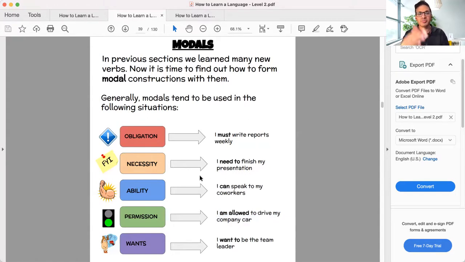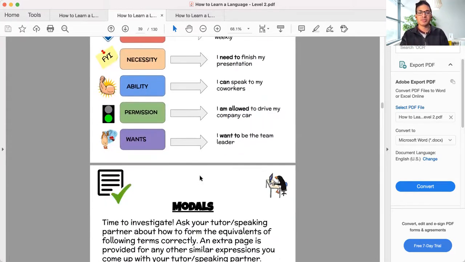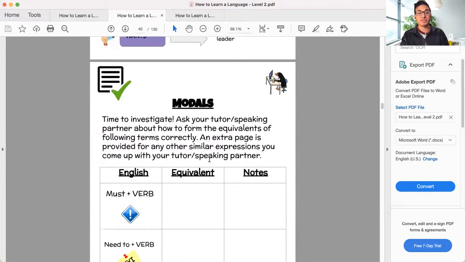Whether or not you can pick and choose which ones you feel are important. That's the beauty of this program, in my opinion. It's very personalizable. You can pick and choose certain things you want to learn. You can leave the rest aside, and that's perfectly fine. But you do have to learn some of these modals.